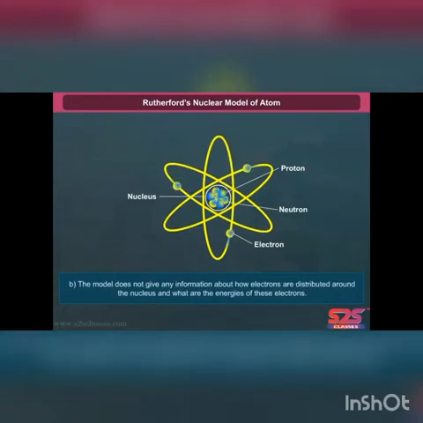The model does not give any information about how electrons are distributed around the nucleus and what are the energies of these electrons.